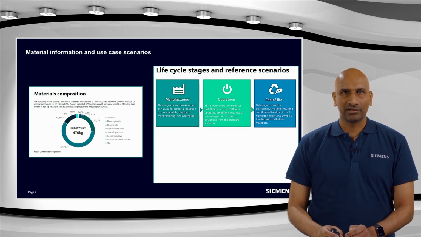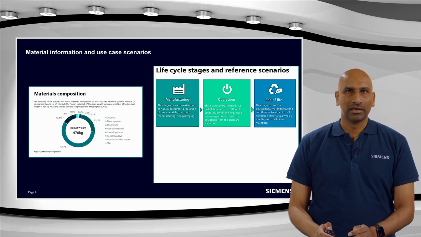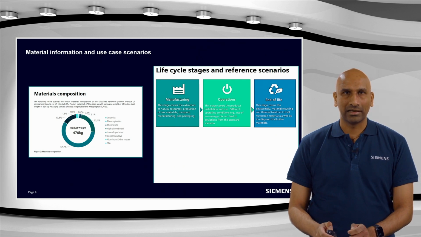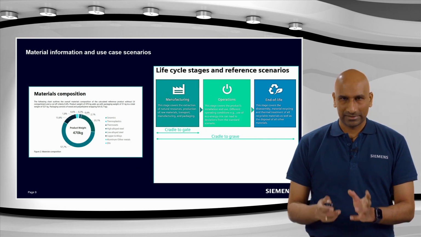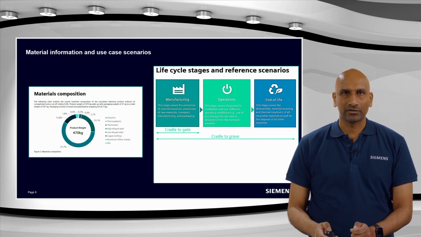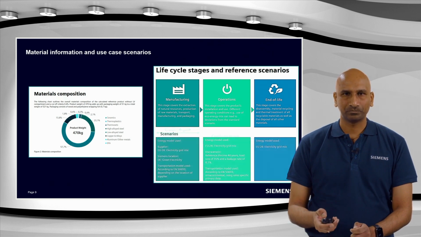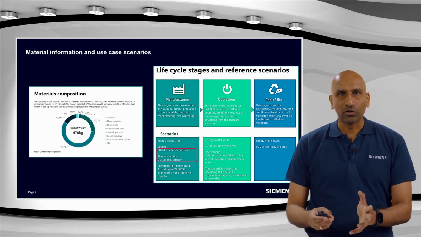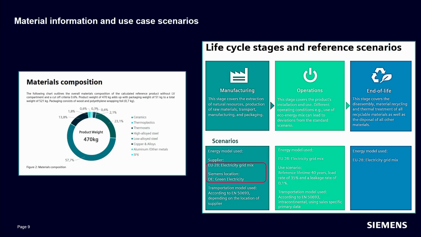Under the life cycle stages and reference scenario section, three different stages considered in the life cycle assessment are highlighted. Laurent has just explained these stages already, along with the definitions of cradle to gate and cradle to grave. However, it is important to understand the reference scenarios under each stage as well, for example, in which location the switchgear is manufactured and which kind of electricity is used there. For NX+C switchgear, which is manufactured in our Frankfurt factory where only green electricity is used, there is no CO2 footprint contributed by the energy used to manufacture the switchgear.